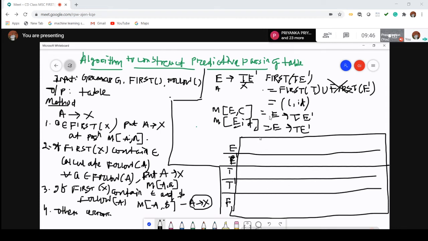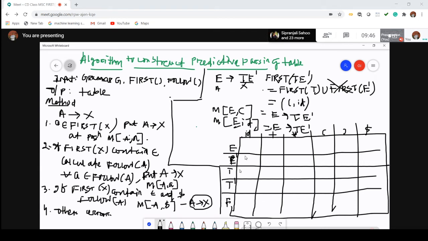How many terminal symbols are here? Id is one terminal symbol, plus is another, star is another, left parenthesis is a terminal symbol, right parenthesis is a terminal symbol, and dollar, you have to add this dollar. Now the table construction is completed. This is the structure of the table: number of non-terminals gives the rows, and number of terminal symbols gives the column values.